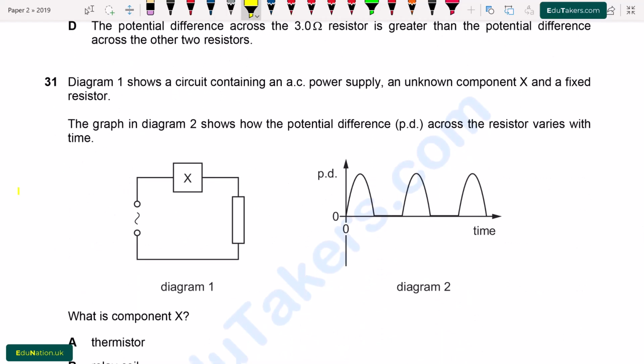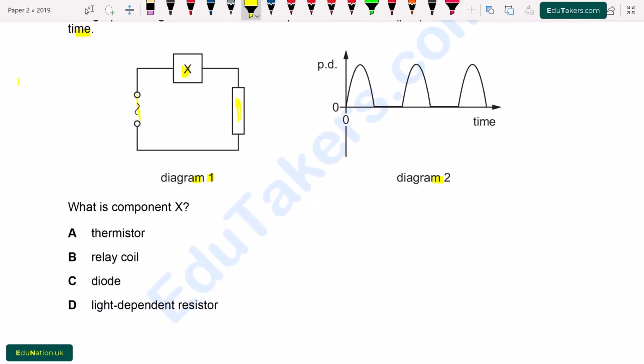Question number 31. Diagram 1 shows a circuit containing an AC power supply, an unknown component X and a fixed resistor. The graph in diagram 2 shows how the potential difference across the resistor varies with time. So there is diagram 1 in which there is component X, fixed resistor and a power supply. In diagram 2 we can see there is a potential difference that is varying with time. What is the component X?